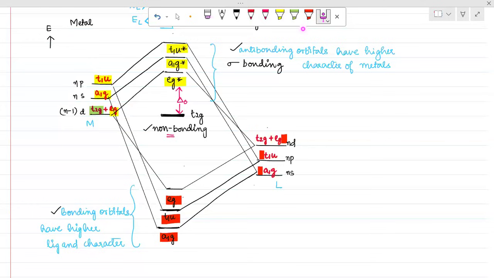Okay. So now we have learned only about sigma bonding. We need to learn about pi bonding as well. So let's learn.